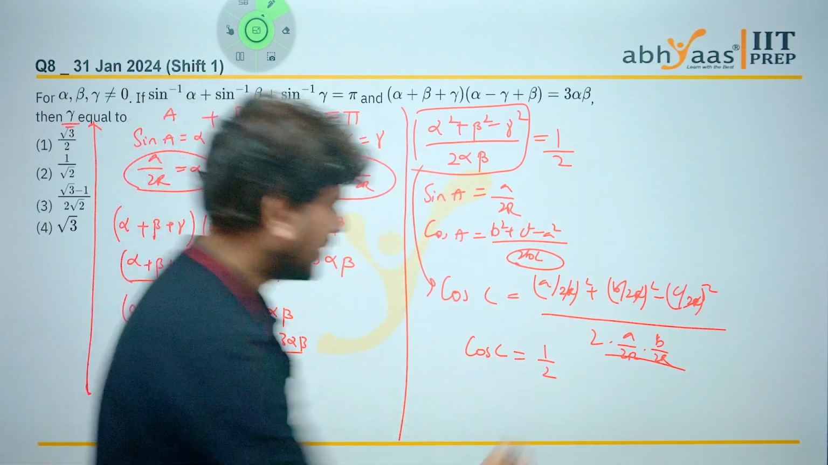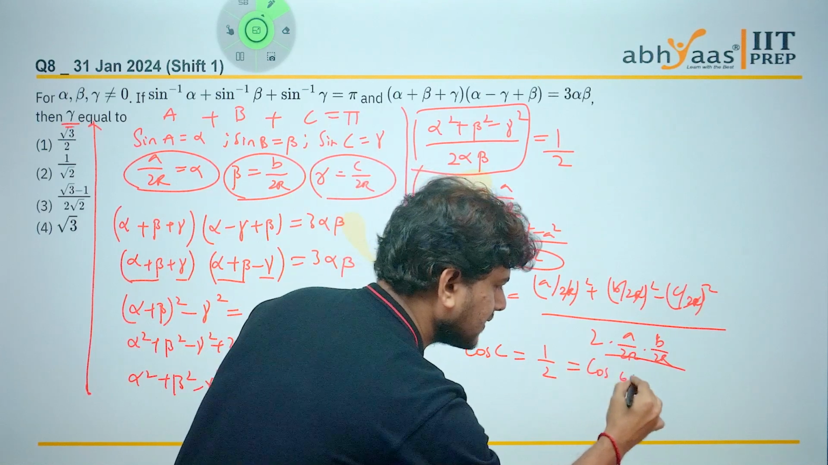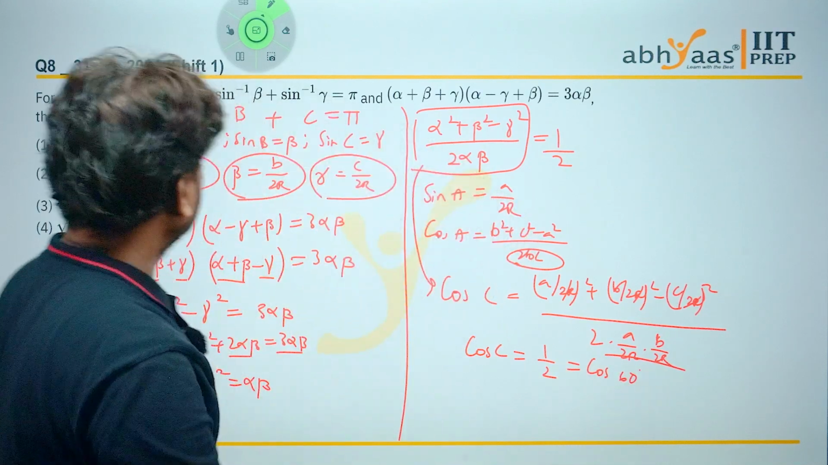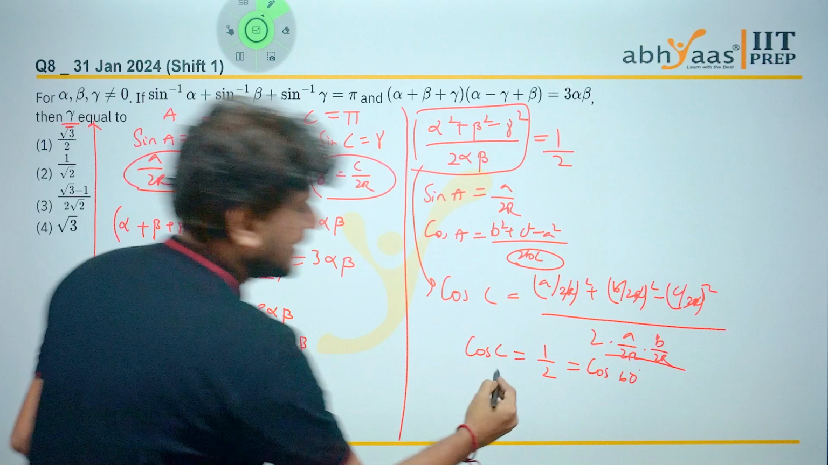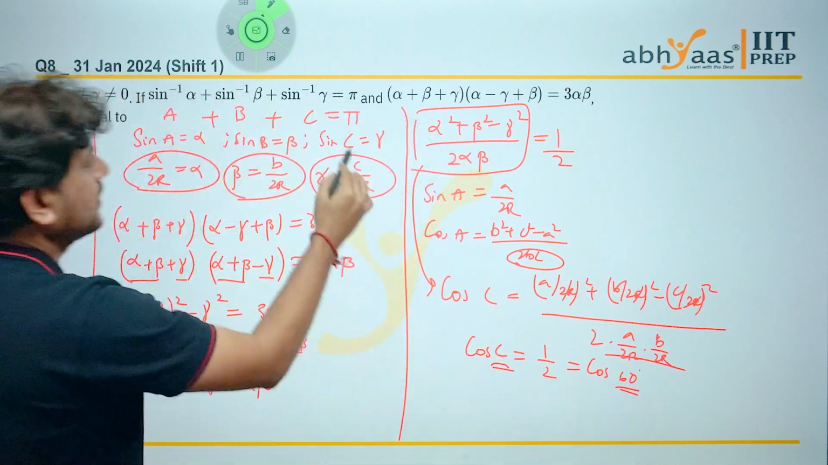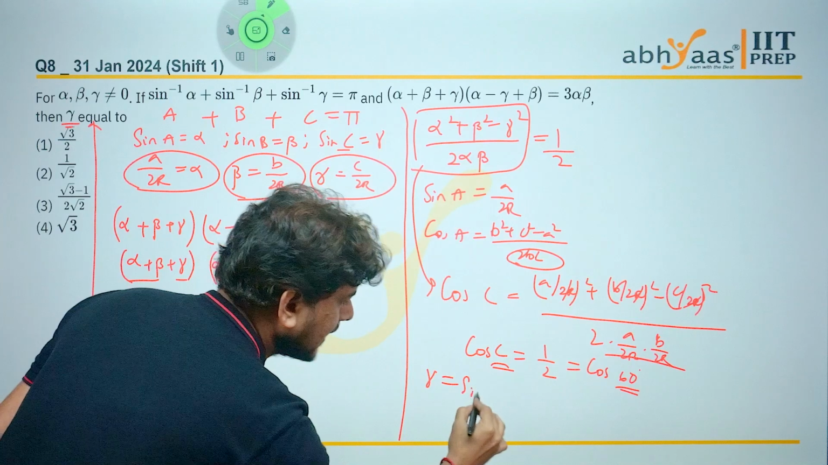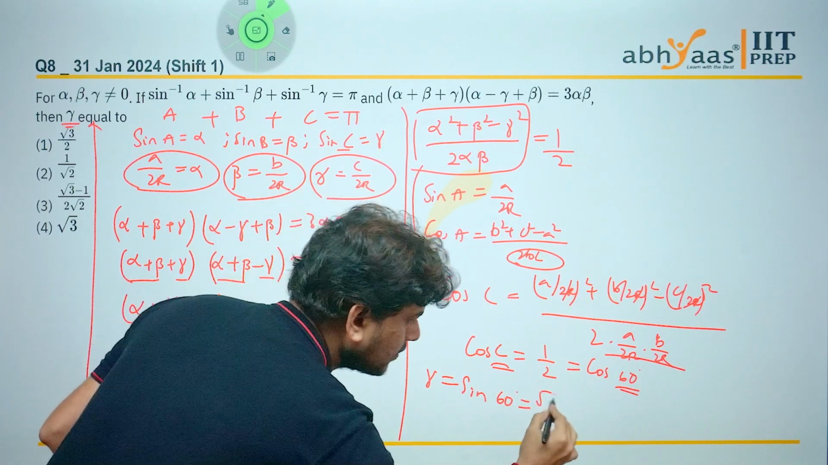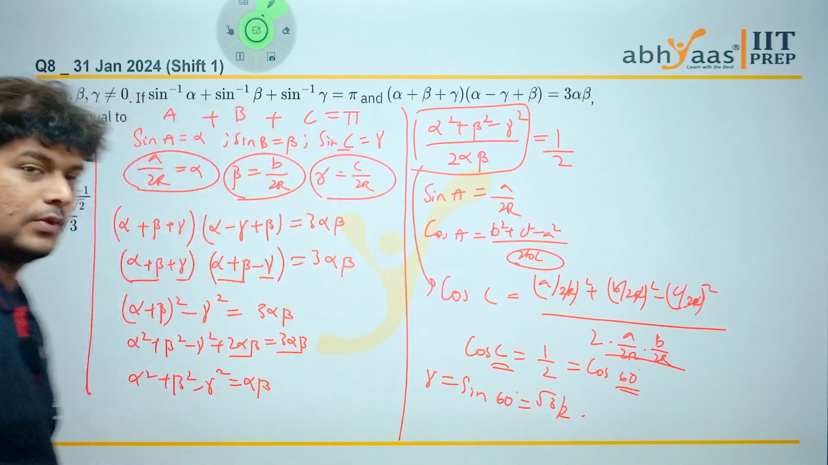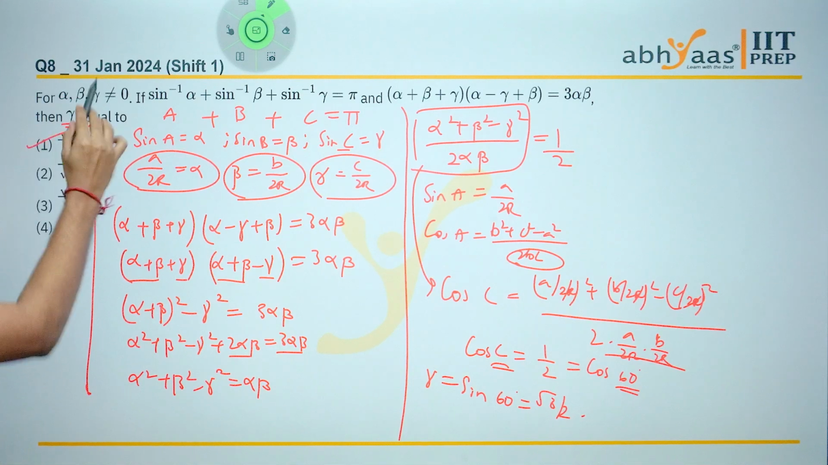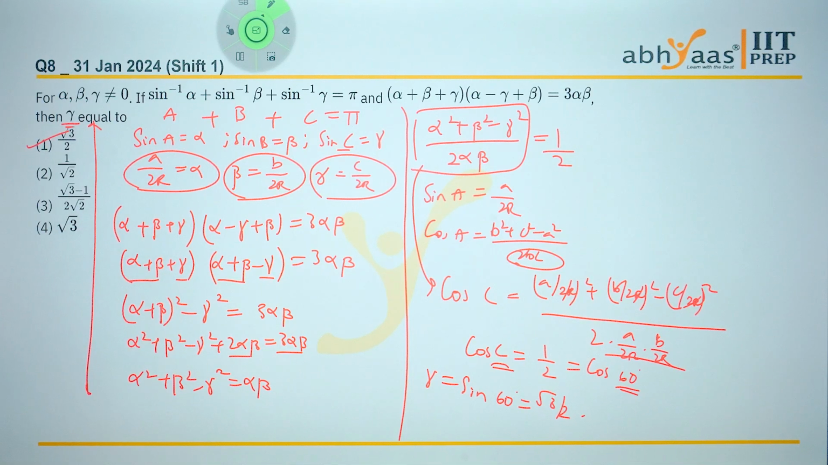When will cos C be 1 by 2? Cos 60 degrees. So, okay, C value is 60 degrees. So gamma will be sine 60, that equals root 3 by 2. Okay. So root 3 by 2, that is our answer. Let's go to the next question.